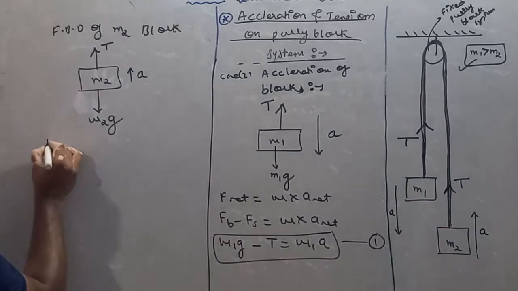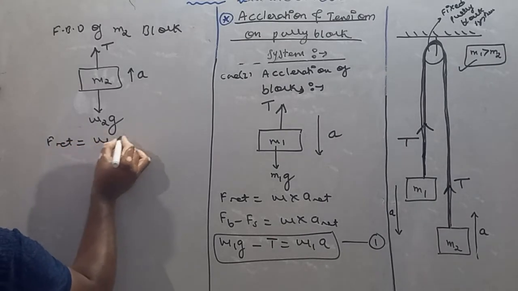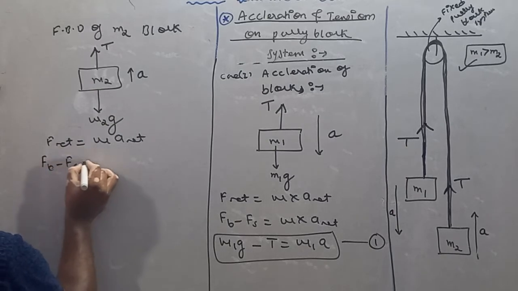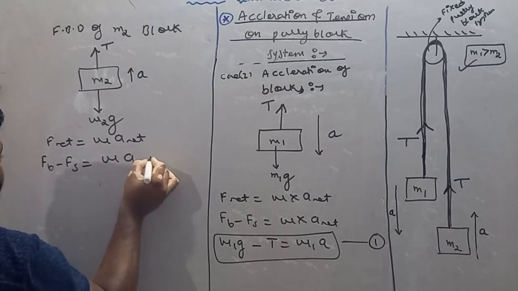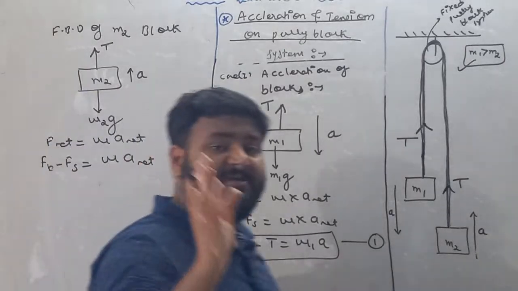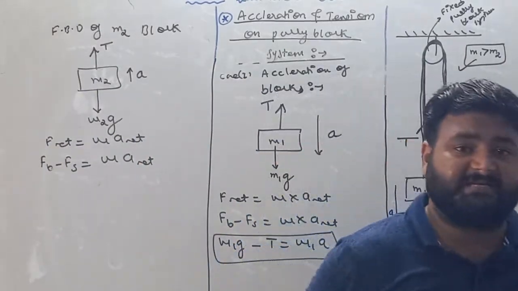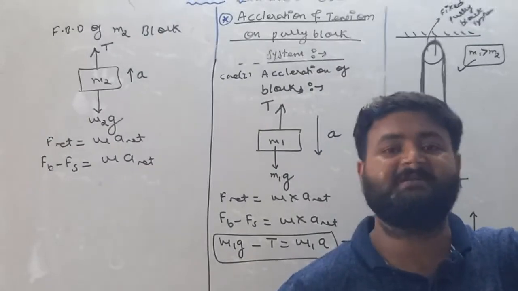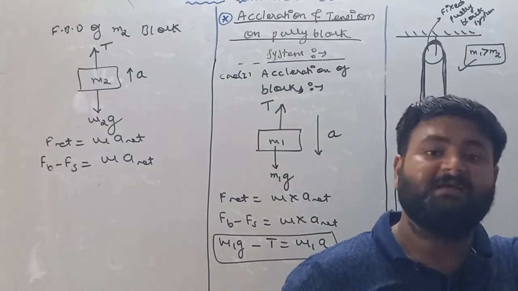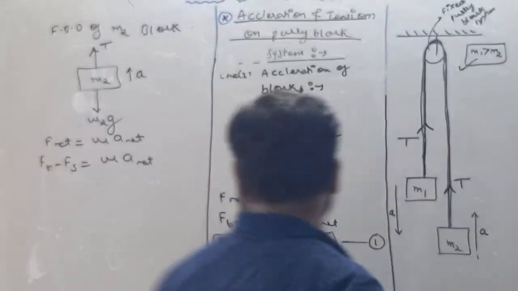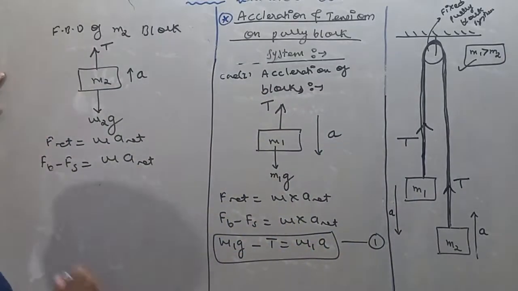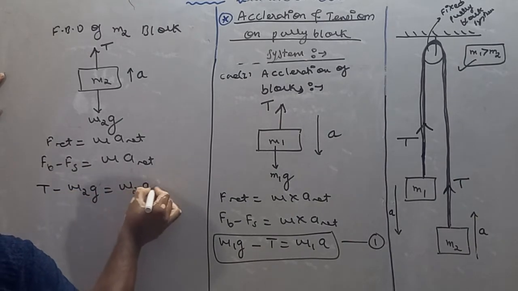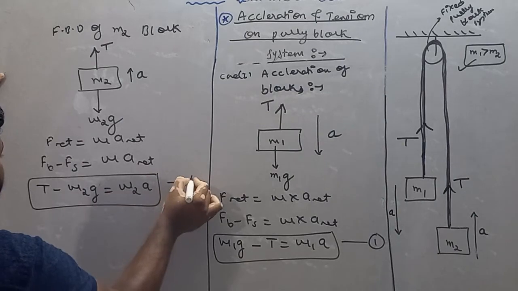So again we have to find F net. So F net equals m a net, and the meaning of F net is bigger force minus smaller force equals m a net. Minus can be done if forces are in opposite directions. What if forces are in the same direction? If forces are in the same direction, dear students, then the forces will be added. So moving forward, bigger minus smaller, it is T minus M2g equals M2a. So this is our equation number 2.